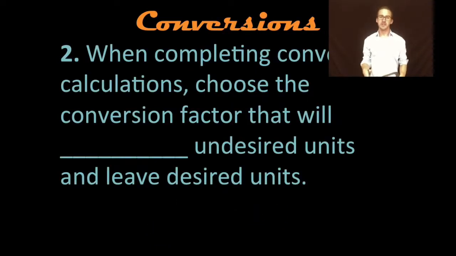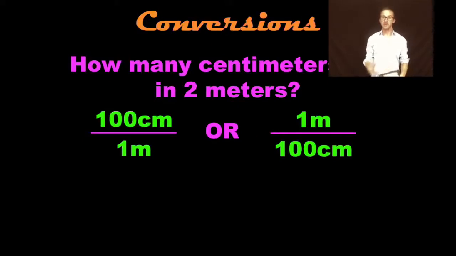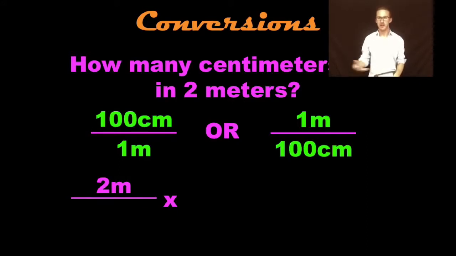So how do we use these conversion factors then to complete conversion calculations? In other words, how do we do dimensional analysis? You choose the conversion factor that will cancel the undesired units and leave the desired units. So again, as we look at the relationship between centimeters and meters, and think about doing a conversion here that would convert 2 meters to number of centimeters, I'm always going to start with my known amount, in this case 2 meters. Now I'm going to multiply it by one of these conversion factors. And how I decide which one to use is dependent upon which one will get the undesired units to cancel out and leave me with my desired units.